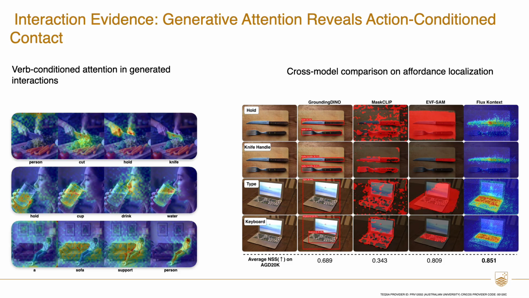On the right, we compare different models for affordance localization. Compared with grounding or segmentation baselines, generative cross-attention gives the strongest alignment with action-conditioned contact regions. This suggests that generative models encode useful spatial priors about how actions engage objects.